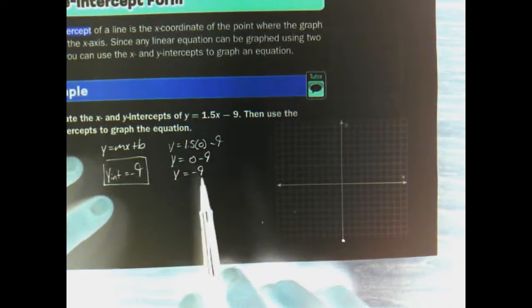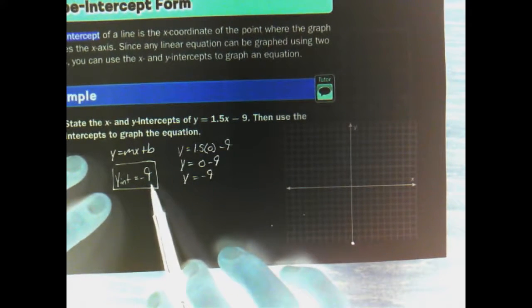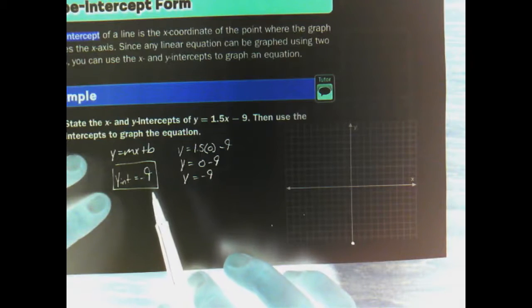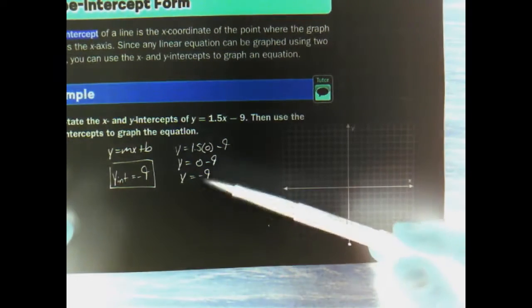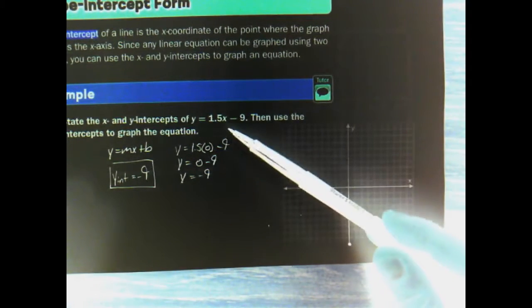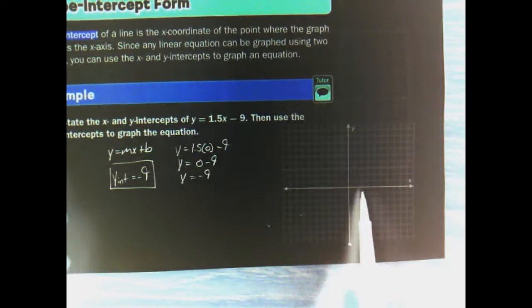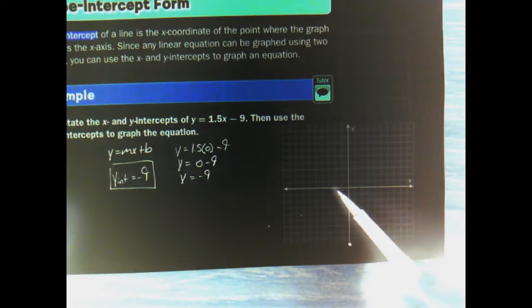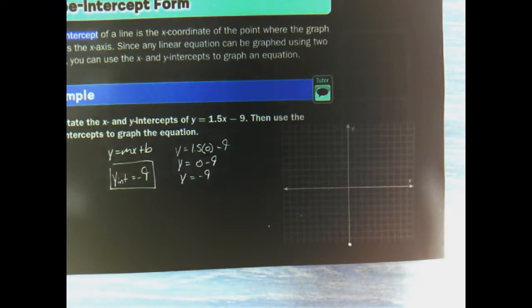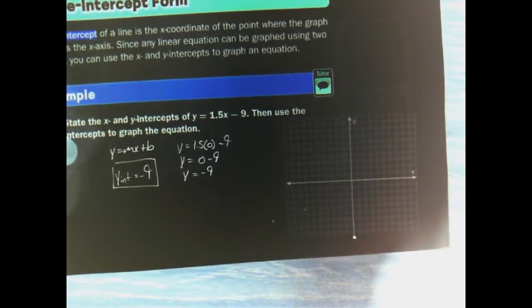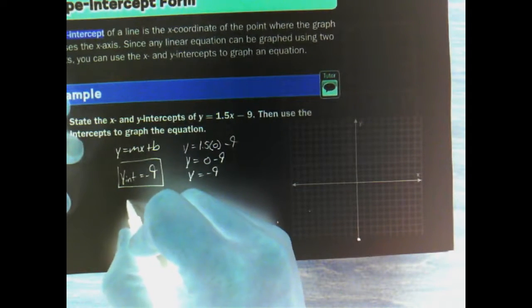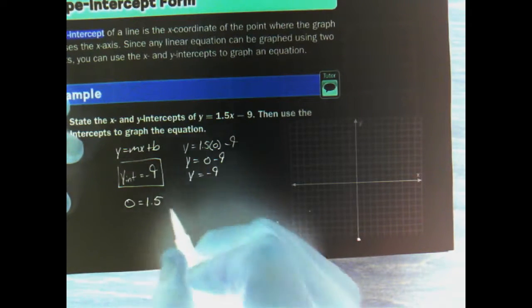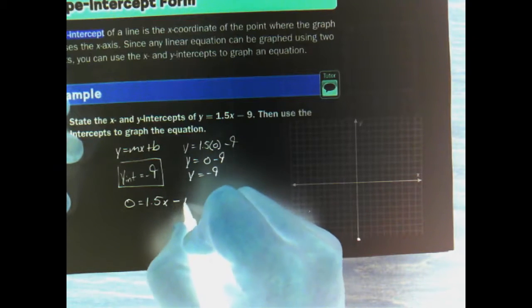I don't really suggest doing that, because I know immediately from the form of the equation that the y-intercept is negative 9. But the concept is exactly the same for the x-intercept. Along the x-axis, that's where my x-intercept is located. That is where my graph will cross the x-axis. Along that line, the y-coordinate for all of these points will be 0. So if I plug 0 in for y, I can find the x-intercept. So 0 equals 1.5x minus 9.